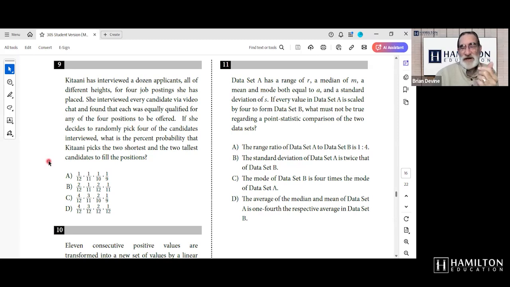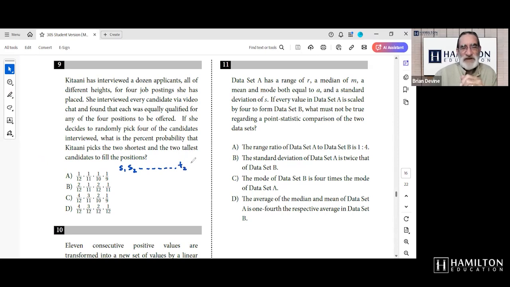And we want to know, what would be the percent probability that Katani picked the 2 shortest and the 2 tallest candidates of the 12 to fill the positions? Well, let's consider what we've got here, what Katani has. She doesn't know the heights, but if we do stick them all together, there's going to be a couple of short people, and there'll be 2 tall people.